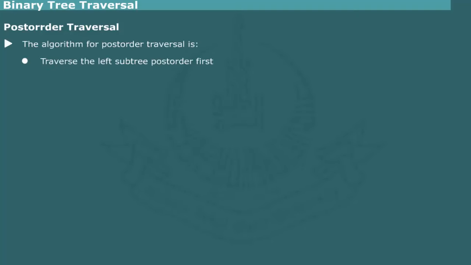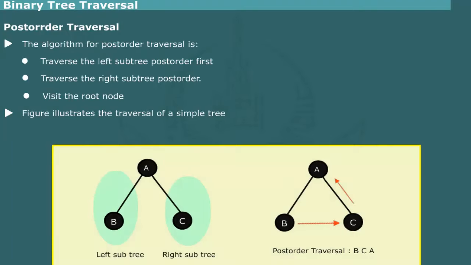Postorder traversal. The algorithm for postorder traversal is: traverse the left subtree in postorder first, traverse the right subtree in postorder, visit the root node. The figure illustrates the traversal of a simple tree consisting of 3 nodes A, B and C. First, the left subtree B is visited. Next, the right subtree C is visited. Lastly, the root node A is visited. Thus, postorder traversal is B, C, A.